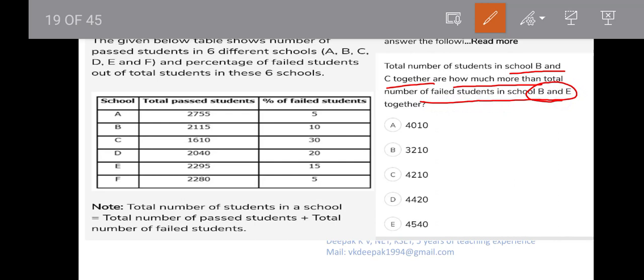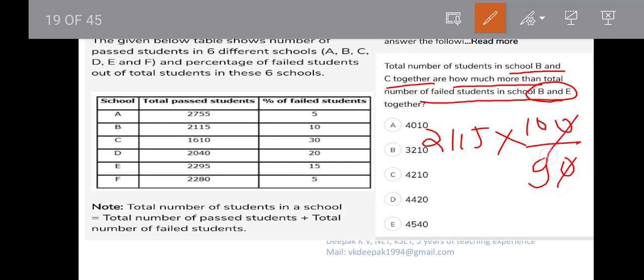Total number of the school B, have we calculated already? Total number of the schools B. So we haven't calculated. What we can go for? We can use the cross multiplication technique. We need a total number of the school B students, right? So now we can go for like 2115 is 90%. What is 100%? Correct. So the logic will be 2115 into 100 divided by 90. Clear? So we can go for the same logic once again.